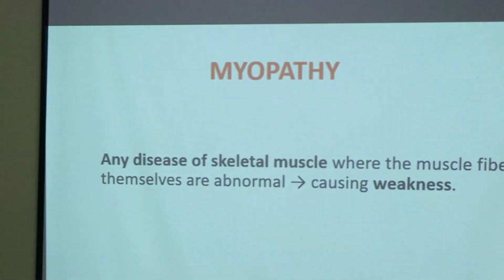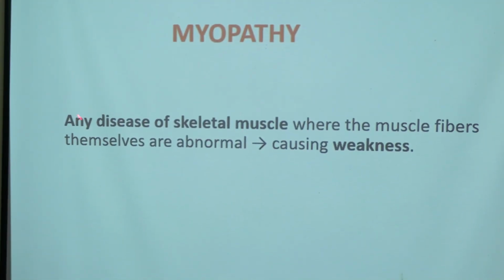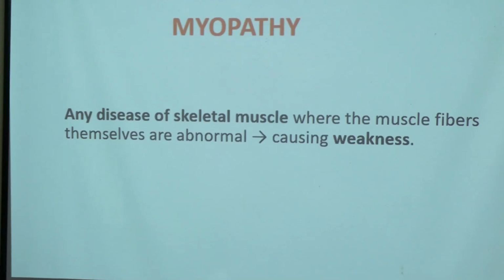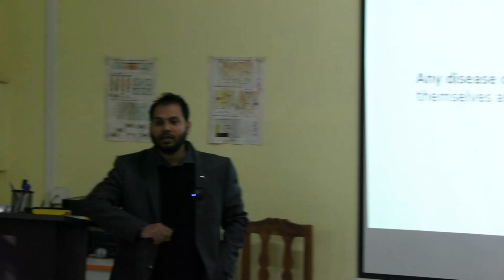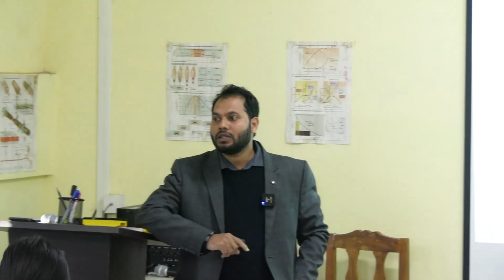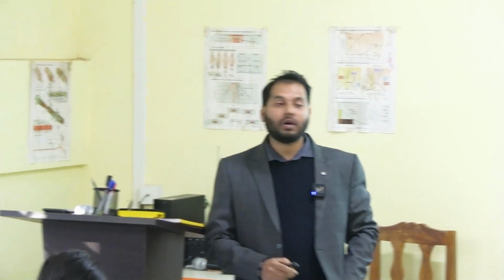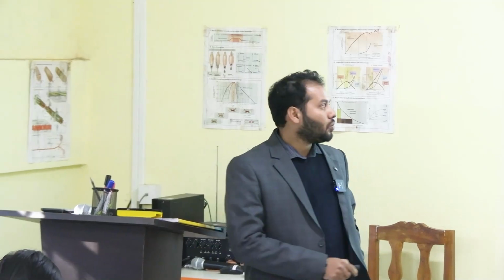Okay. Let's start with the basic definition of myopathy. Myopathy is basically a disease of skeletal muscle where the muscle fibers themselves are abnormal. It means in myopathy there is an abnormality in skeletal muscle, and due to that abnormality, we can see abnormal behavior of the skeletal muscles too. So what is the abnormal behavior here? The weakness of the skeletal muscle, right?